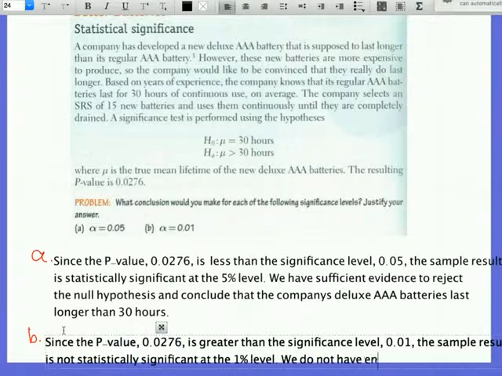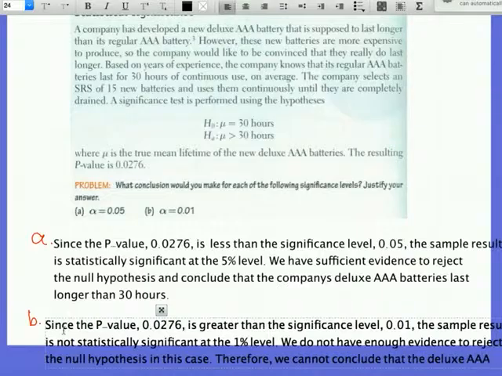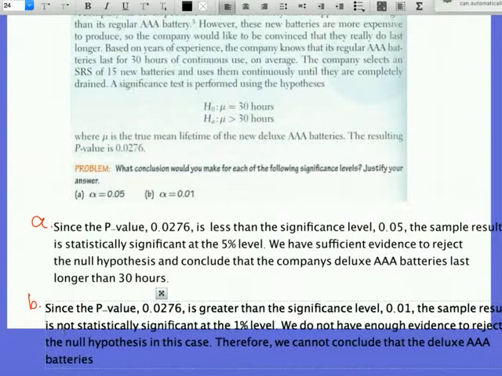We do not have enough evidence to reject the null hypothesis in this case. Therefore, we cannot conclude that the deluxe AAA batteries last longer than 30 hours on average.